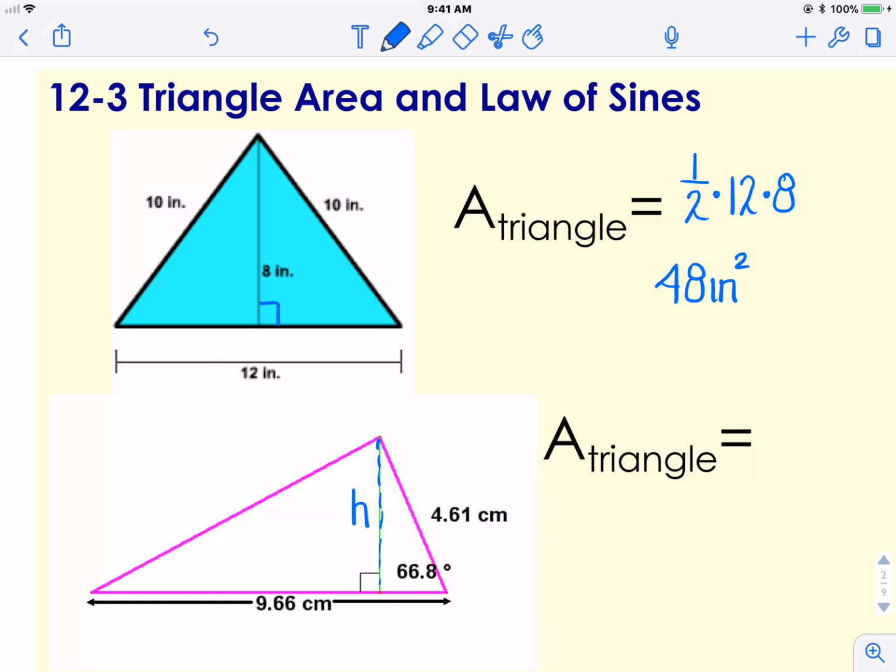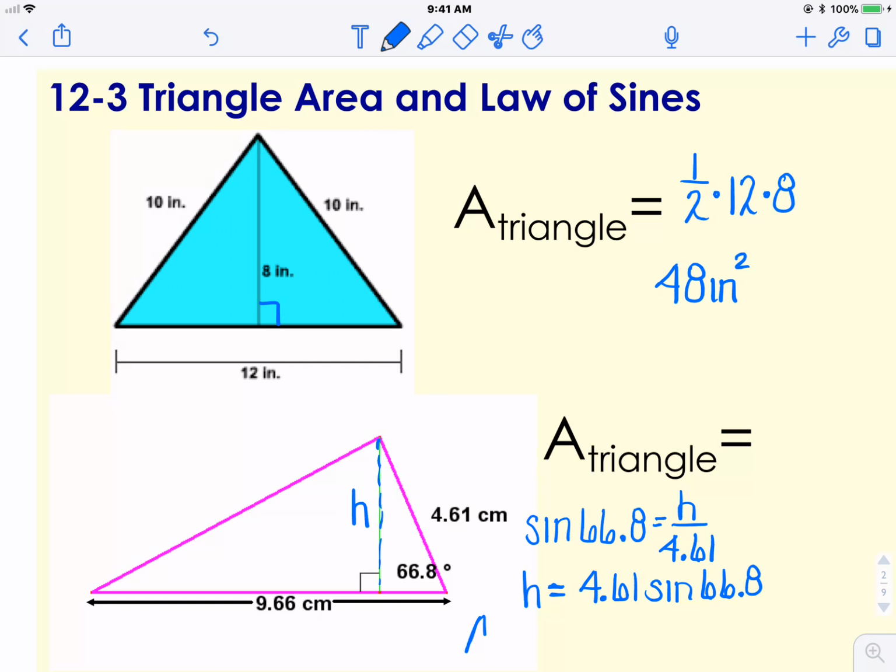One way to accomplish that would be to use some of the right triangle trig: the sine ratio from your reference angle of 66.8 degrees would be the height over that hypotenuse. So without rounding off here, the height is exactly 4.61 times the sine of 66.8 degrees. Once I have that height, I'm ready to use our 1/2 base times height formula, with that triangle's 9.66 for base, times the height. And you would come out approximately, rounding to the hundredths here, 20.47 square centimeters.